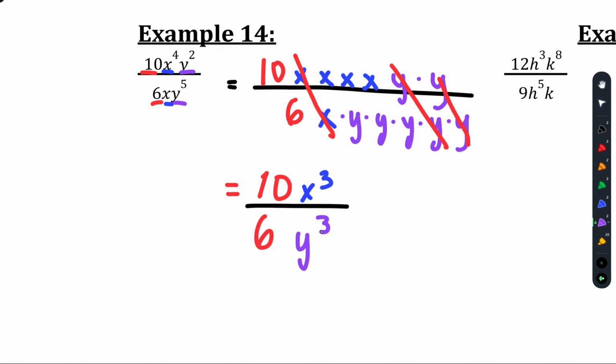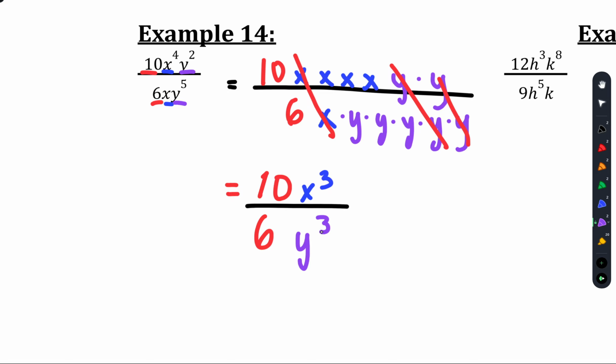This goes back to that rule that I was talking about at the beginning of your page. We should only have each base written one time. So you see in this first, when we started, we had an x in the top and an x in the bottom. We made that just an x in the top. We had a y in the top and a y in the bottom. We made that just a y in the bottom. That's our goal here. I'm going to show you one more step here.